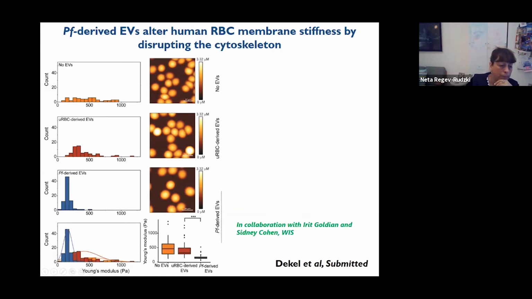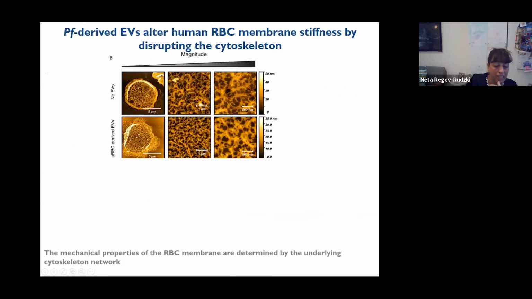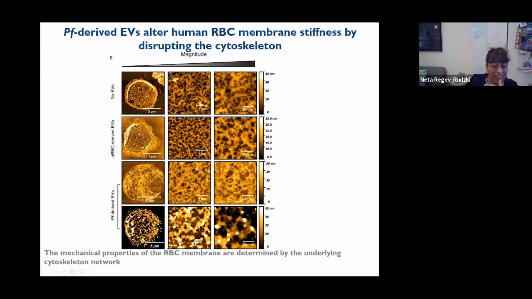And the mechanical properties of the red cell membrane are determined by the underlying cytoskeleton network. So we decided to take advantage of this AFM method and image the cytoskeleton of the treated cells. And we got this massive disruption in the cytoskeleton. We could see phenotypes of holes, or sort of meshing and melting of the cytoskeleton filaments in the case of the parasitic vesicles, as opposed to the uninfected-derived vesicles.